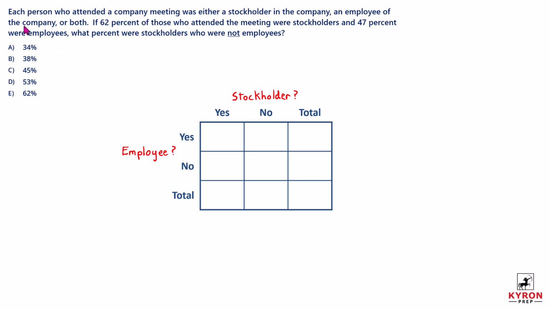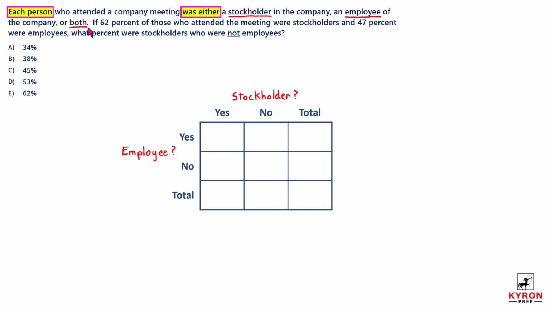The first sentence tells us that each person who attended a company meeting was either a stockholder, an employee, or both. This is telling us a couple of things. Firstly, that the universe of the problem, the grand total of everyone involved, is the people who attended a company meeting. And secondly, that these people are stockholders, employees, or both.